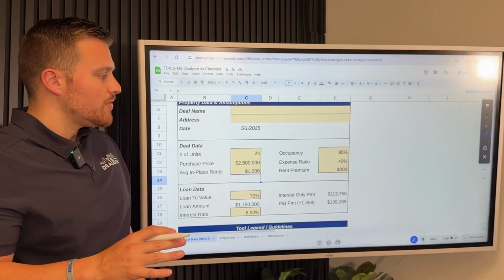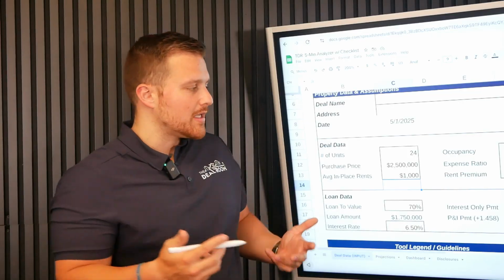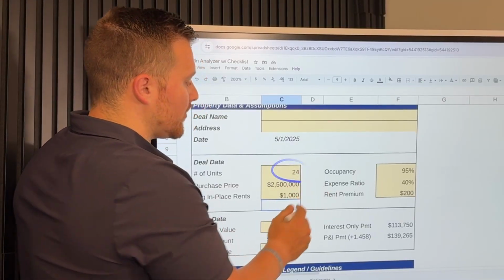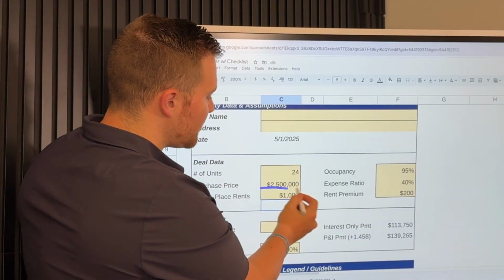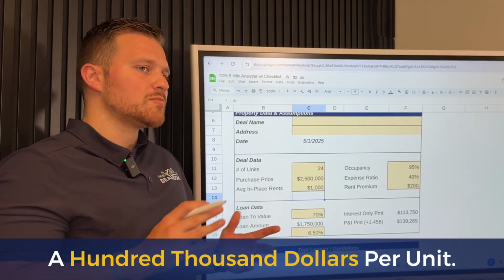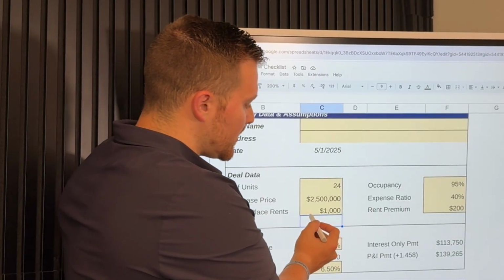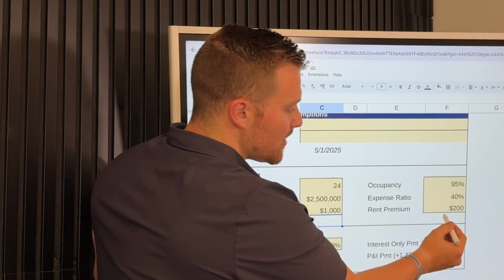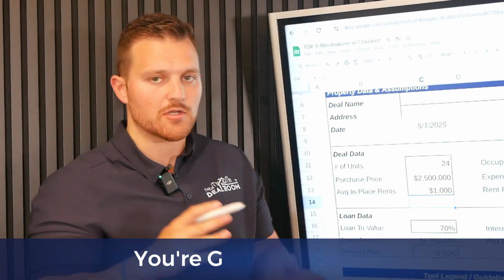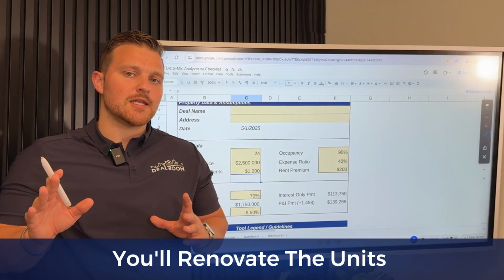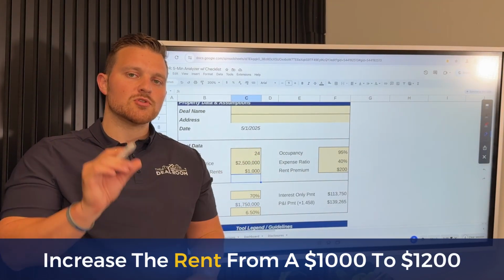So let's go. The traditional deal that I like to look at and start with is a 24-unit building that you can buy for $2.5 million, so almost $100,000 per unit. The rents in place are $1,000 and you can take them to $1,200. So you're going to buy it, renovate the units, and increase the rent from $1,000 to $1,200.